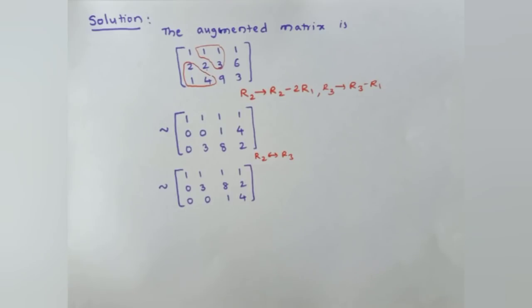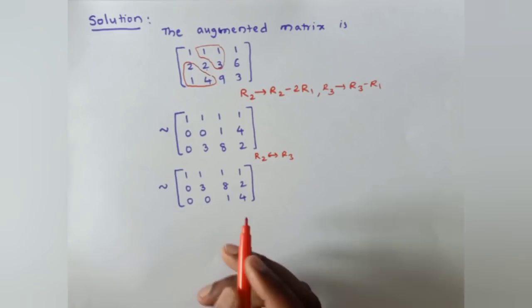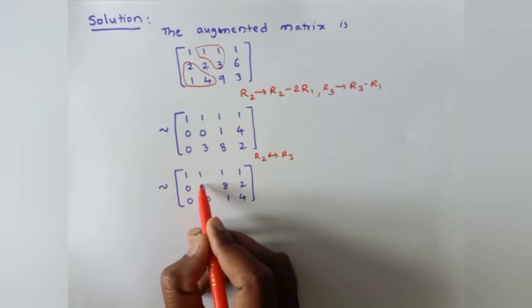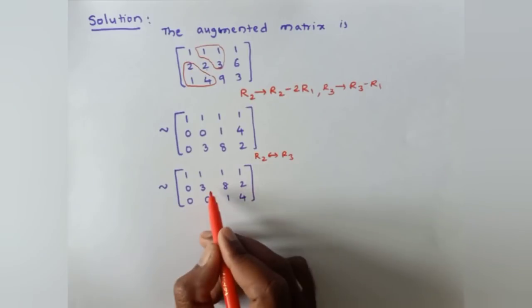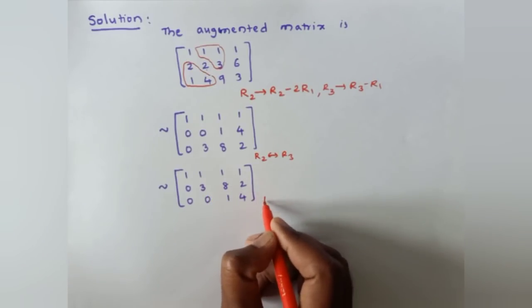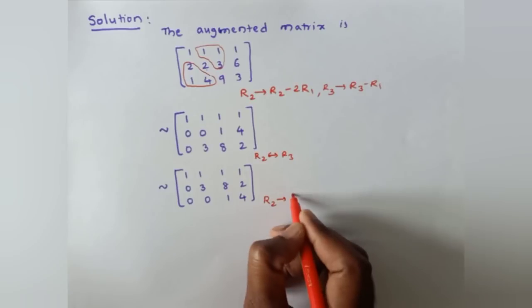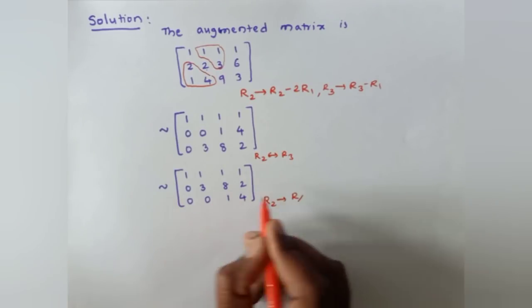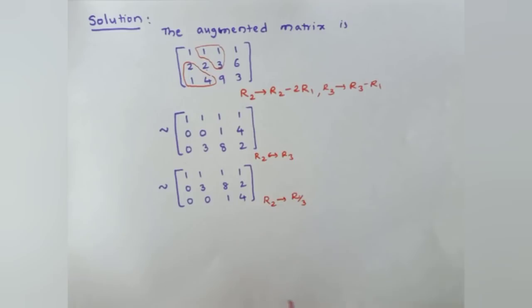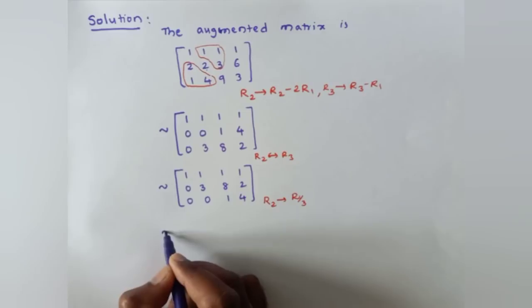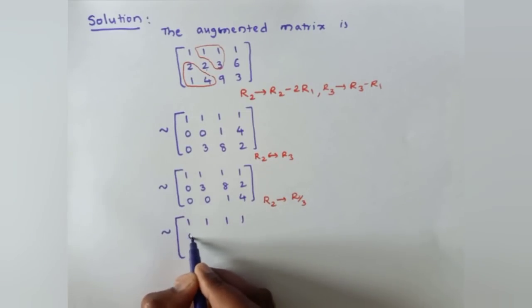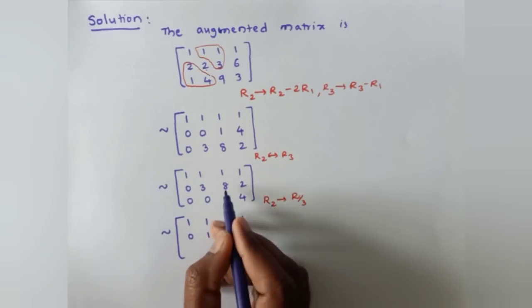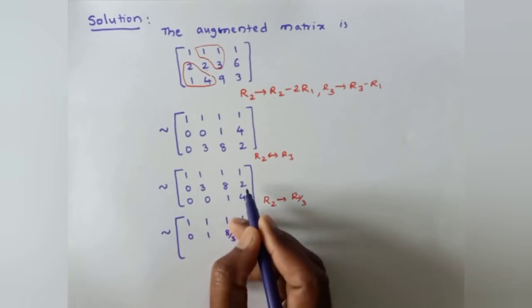Now apply the operations. Now to make these 2 elements 0, first we need 1 here, right? So to make it 1, what do we do? See here, we can divide this entire row with 3. Now here I am dividing each and every element of row 2 with 3. Therefore the resultant is 1 1 1 1 and it is 0.